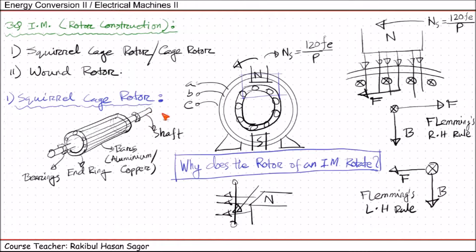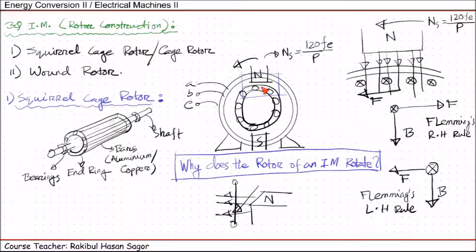Let me summarize the operation in brief. Whenever we give a three-phase supply, there will be a creation of rotating magnetic field, and the speed of that rotating magnetic field will be Ns equal to 120 Fe over P. When this rotating magnetic field starts rotating, there is a relative speed between this rotating magnetic field and the rotor. So this field cuts the rotor bar. Due to that cutting of the magnetic field by the rotor bars, an EMF will be induced in the rotor side. And due to that EMF, as the rotor side is short circuited, there will be a current flowing through the rotor bars. According to Lenz's law, that will oppose the cause of creation of this current.